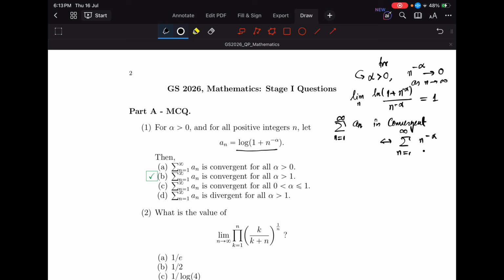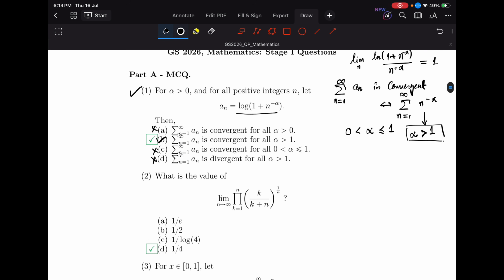So we know the sum of n to the power minus alpha is convergent when alpha is strictly bigger than 1, and diverges when alpha is inside 0 and 1, right? So this is convergent for alpha strictly greater than 1. So this is correct. Divergence for all is not correct. Convergent for 0 and 1 is not correct. Convergent for all alpha greater than 0 is not correct, right? So it is only convergent when alpha is strictly bigger than 1. So this is done.